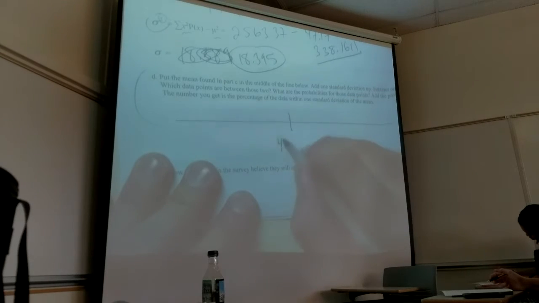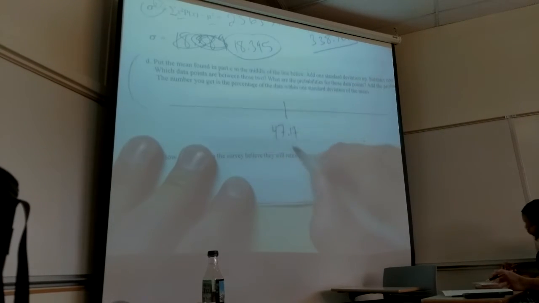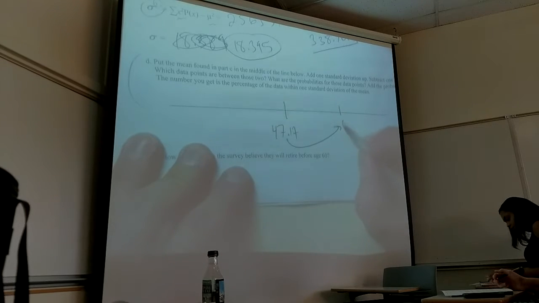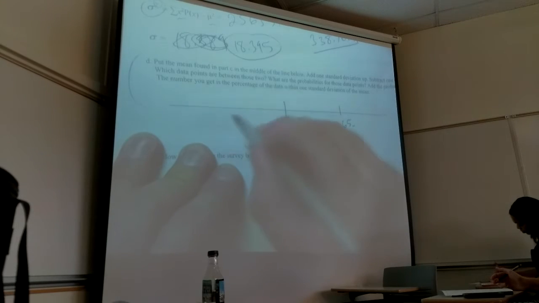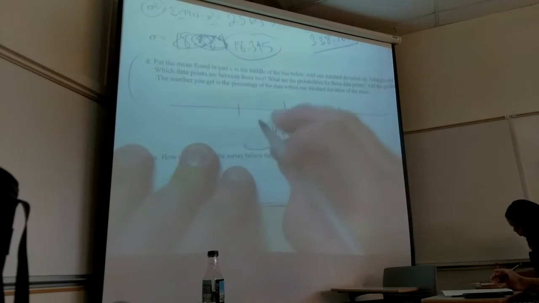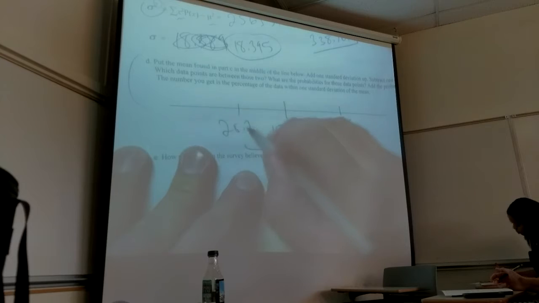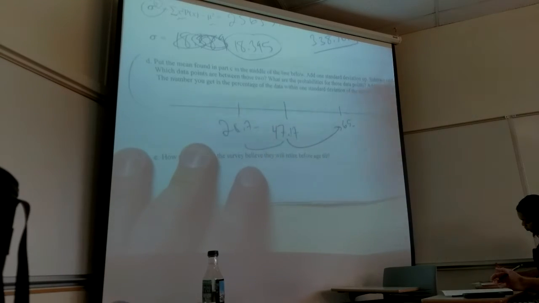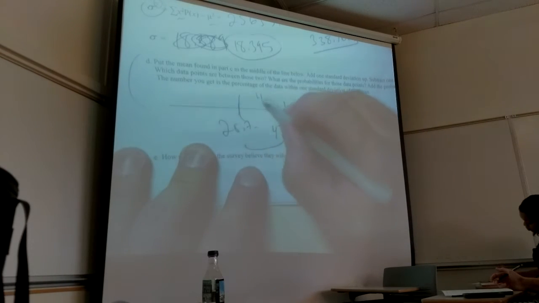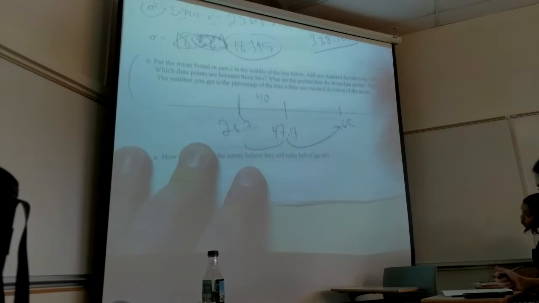So in the middle goes 47.17. If I add 18.395, I get 65.56. 65 point blah blah blah. And if I subtract 18.395, I get 28.775. 28.7 blah blah blah. So what do I catch? I catch all the 40s, I catch all the 60s, and the 65s, right? Yep. So what percentage of the data did I catch? 50.